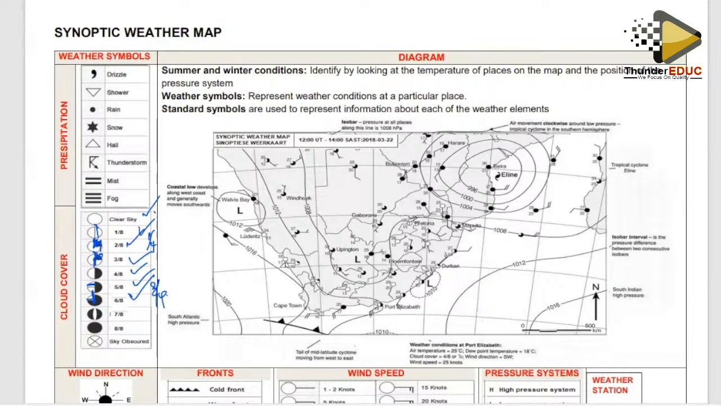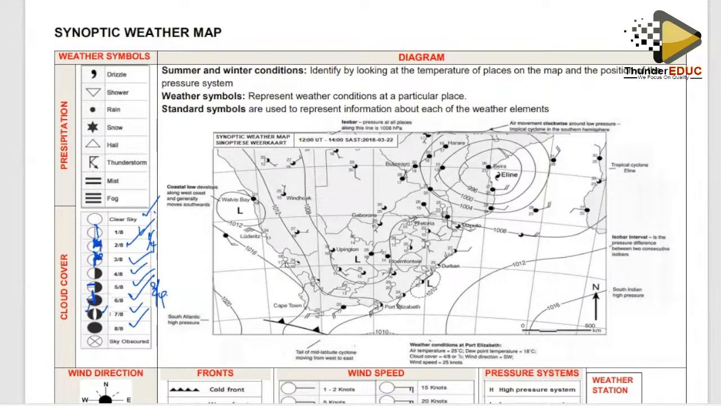Right, then we move on to 7/8. It simply leaves out the center or the mid part of the circle unshaded. The other side is fully shaded, which implies that this is 1, which is clear. And when it's 8/8, the whole thing is shaded. The whole circle is fully shaded, meaning the whole sky is in cloud cover.